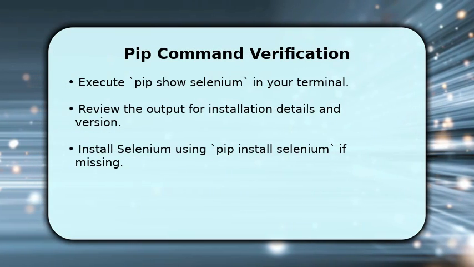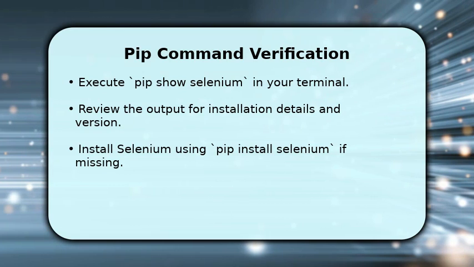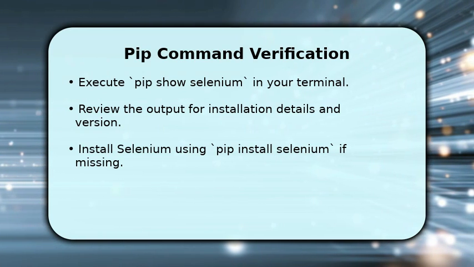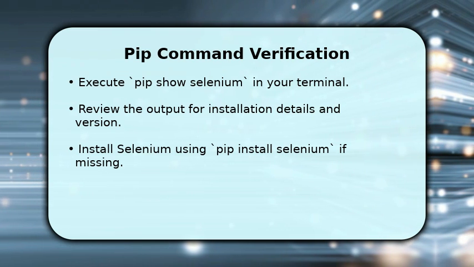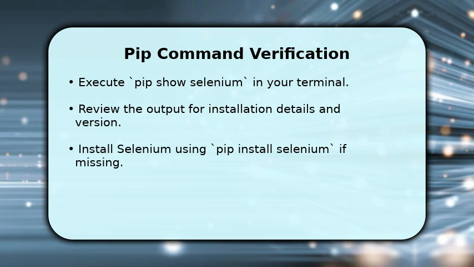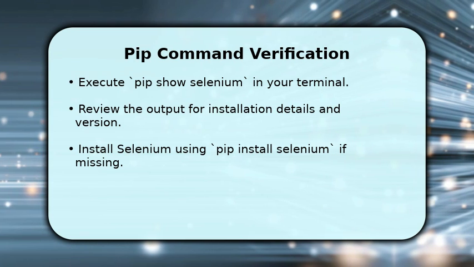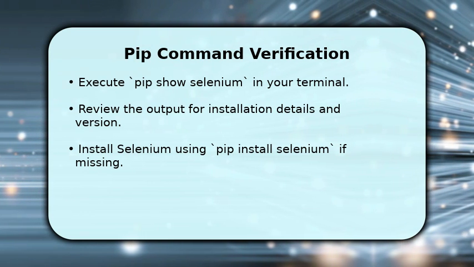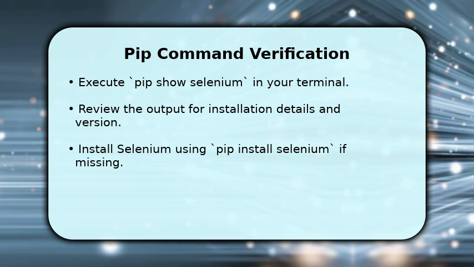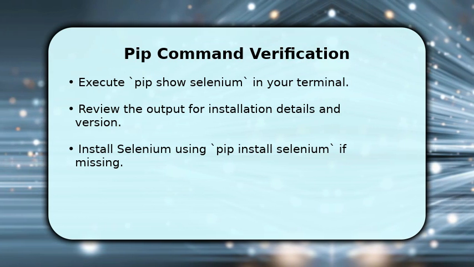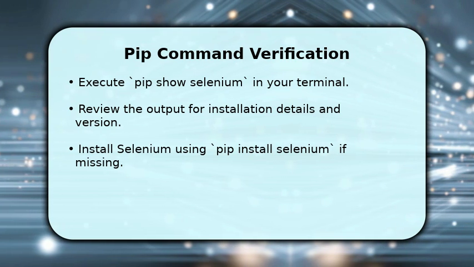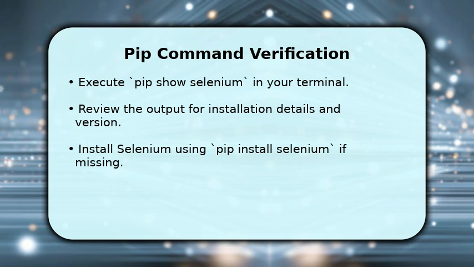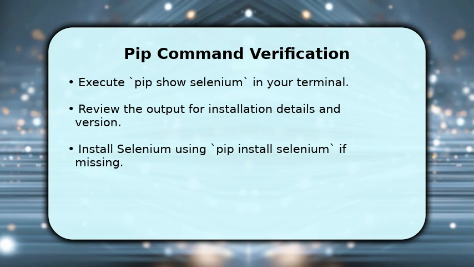Another straightforward way is using the pip package manager. Exit the Python interpreter and type pip show Selenium in your terminal. This command will display detailed information about the Selenium installation, including its version and location, if it's present. If pip reports that the package is not found, you can easily install it by running pip install Selenium to get started with your automation tasks.